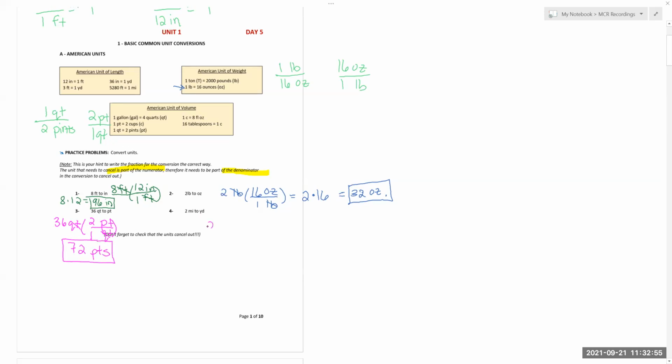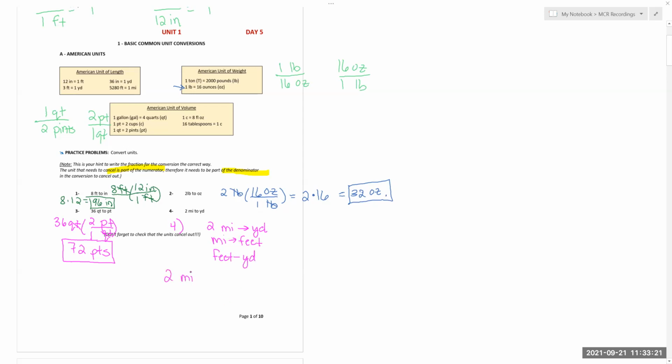And then for question 4, I want 2 miles to yards. Now let's look and see if we have that conversion. We have miles to feet, and we have feet to yards. So that's what we're going to have to do for number 4. I don't see a direct miles to yard up there. And occasionally you do have to do a few. So we're going to go miles to feet, feet to yard, and get it that way.